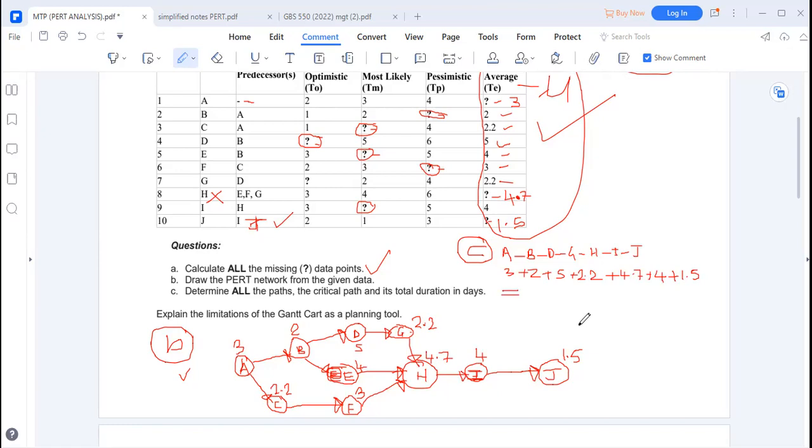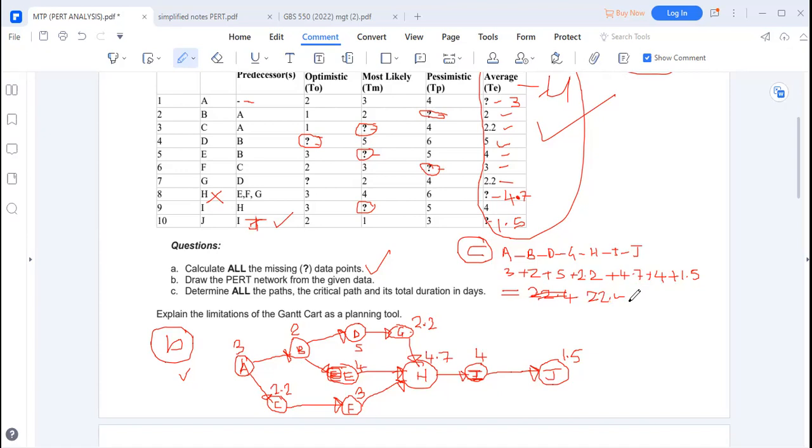Okay, so that is 2.2 plus 4.7 plus 4 plus 1.5. It's giving us 22.4. Is that so? Okay, let's add again. It is 5 plus 5 plus 2.2 plus 4.7 plus 4 plus 1.5. It's giving us 22.4.